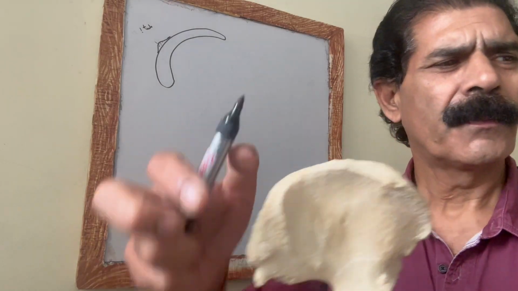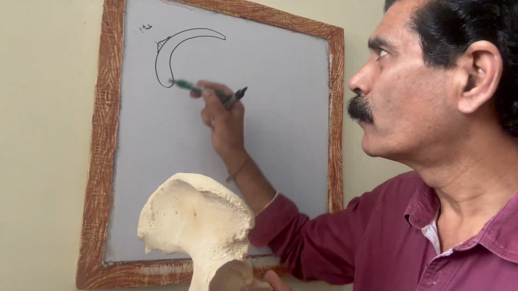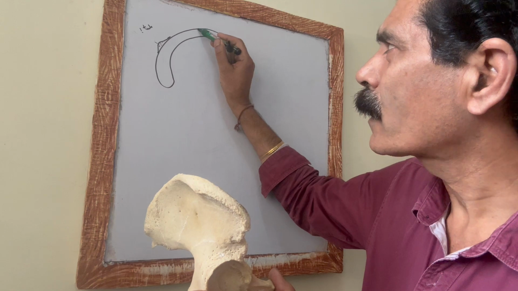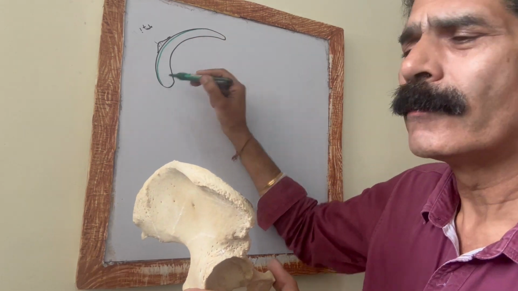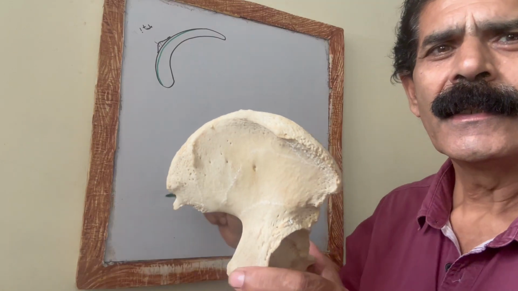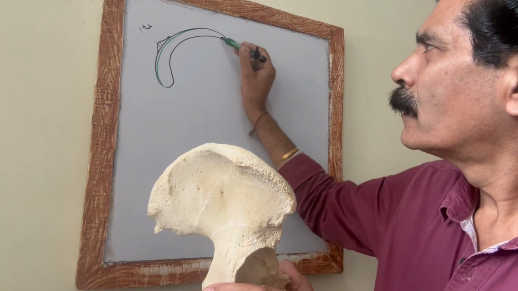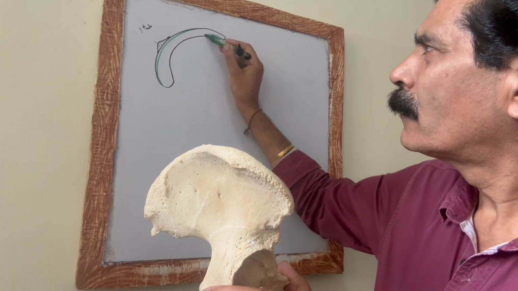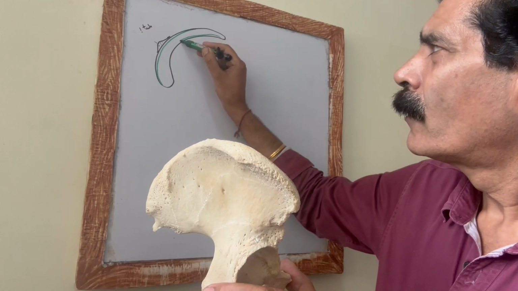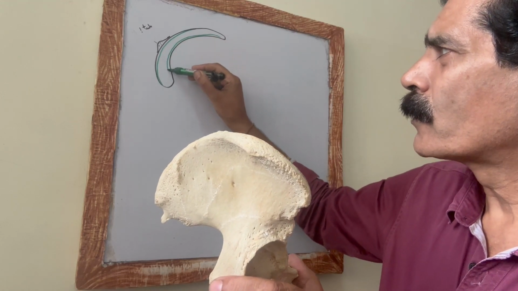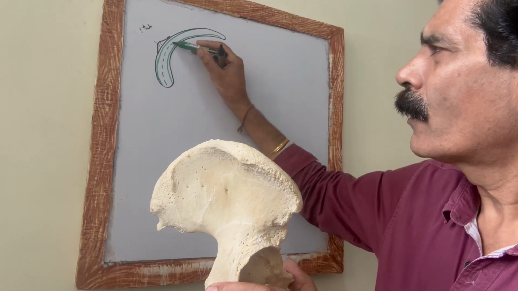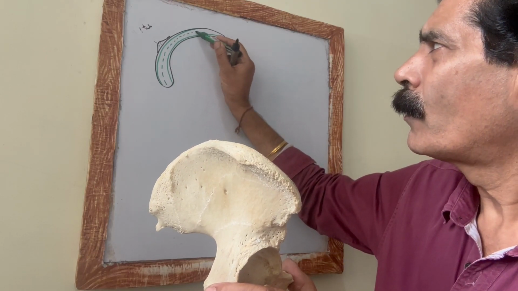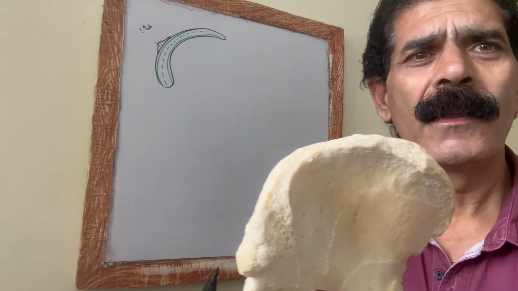And on the outer lip there is the attachment, the insertion, of the external oblique muscle of the anterior abdominal wall. The inner lip has got the origin of the transversus abdominis muscle, and the intermediate area is for the origin of the internal oblique muscle of the anterior abdominal wall.